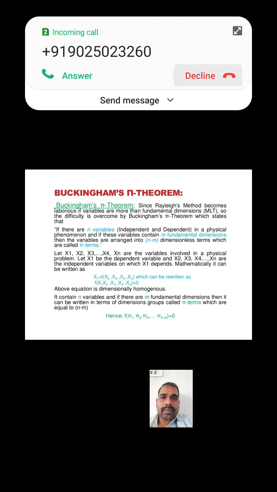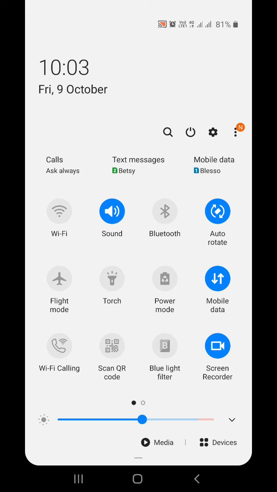Which is equal to n minus m. m is known, so you can easily find out how many pi terms will come, right? So n minus m, for example n equal to 4, m equal to 3. So how many pi terms are there? Pi equals n minus m, 4 minus 3, which is 1. Suppose n equal to 5, then you will get 2 pi terms, right? So you can easily find out the number of pi terms from the number of variables involved in that problem, right?